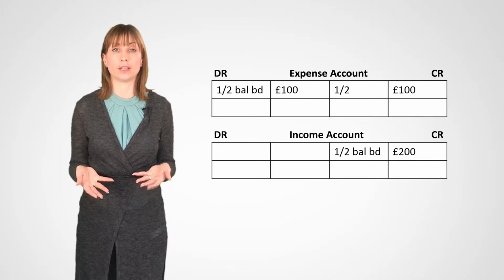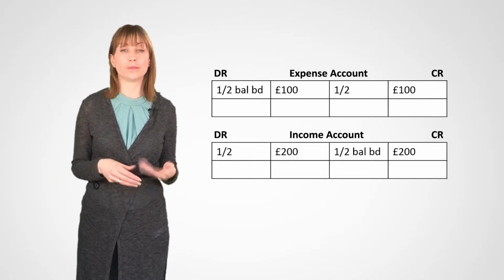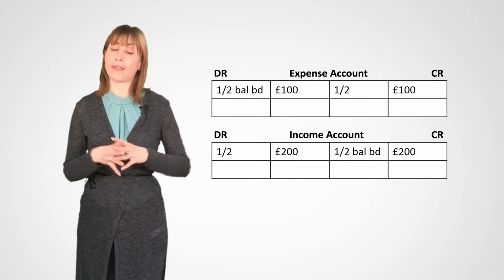We've got too much in. So we reverse it out, and to reverse it, we need to debit the income. So in our example, it's £200, and we'll then credit the accruals, and that gets rid of it.